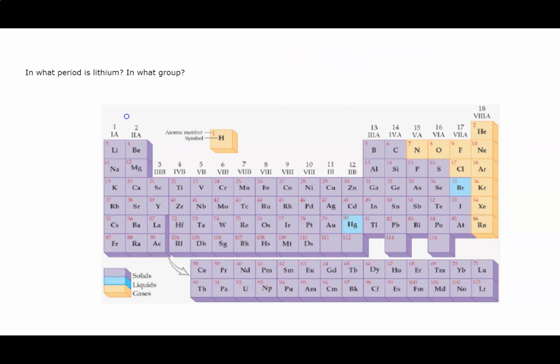Okay. In what period is lithium? So here's lithium over here. Now we want to be careful. We want to always label for periods on this side. 1, 2. There it is, right? Make sure we got it right. Yeah, so it's in period 2. And in what group? Well, we can always read the group off the periodic table. There it is. Group 1A. Now you can put 1A and you can put just plain old 1 if you want to. Any of those things will be okay.